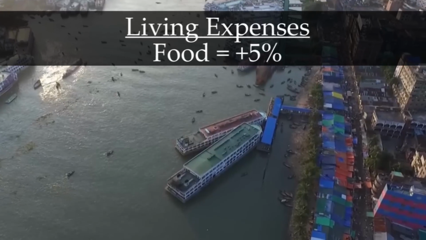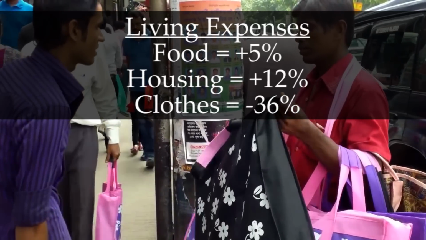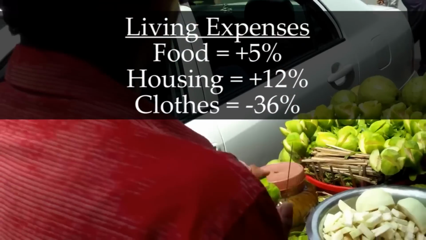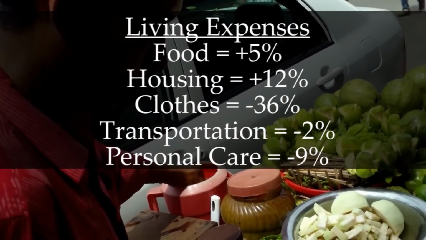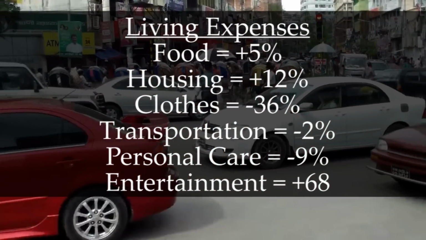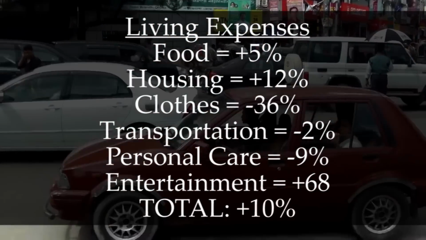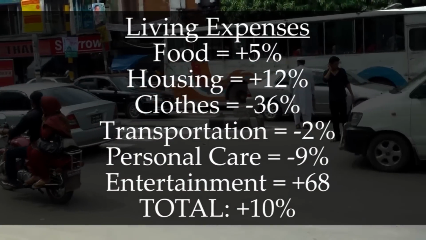The food cost in Bangladesh is 5% higher, housing is 12% higher, but clothing is 36% cheaper. Transportation is 2% cheaper, personal care is 9% less expensive, but entertainment is 68% more expensive in Bangladesh. So in total, it's 10% more expensive to live in Bangladesh than it is to live in Nepal.